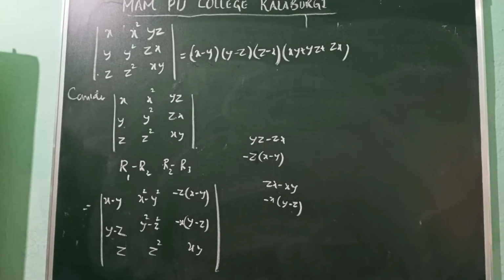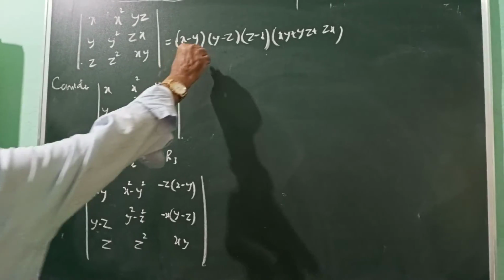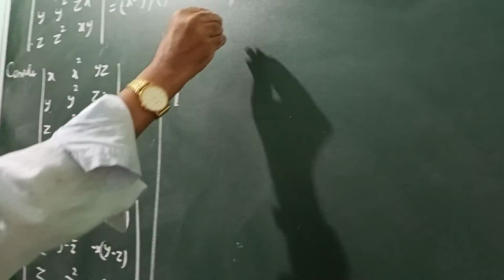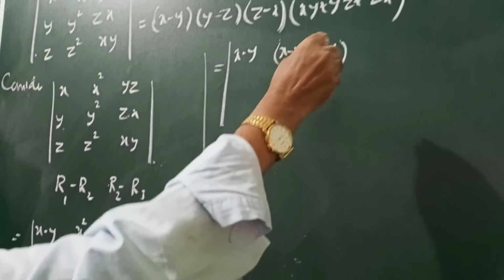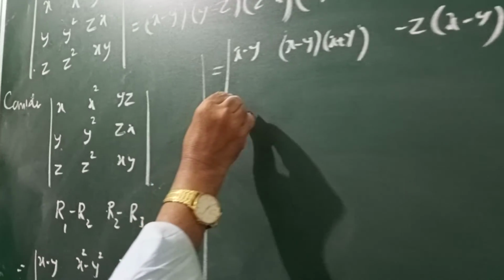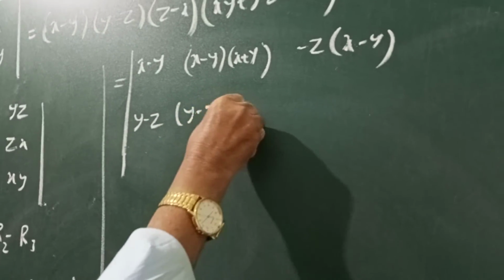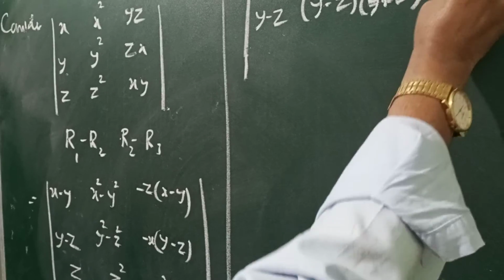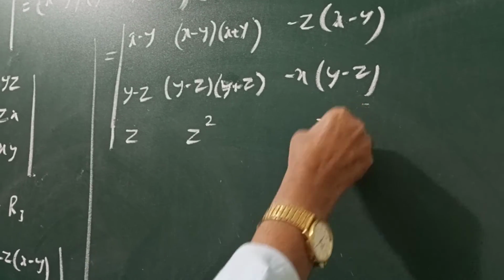Now again let us factorize here. Write x minus y into x plus y, and here minus z, x minus y. Second row will be y minus z, y minus z, y plus z. This is minus x we have taken common, z square, xy.